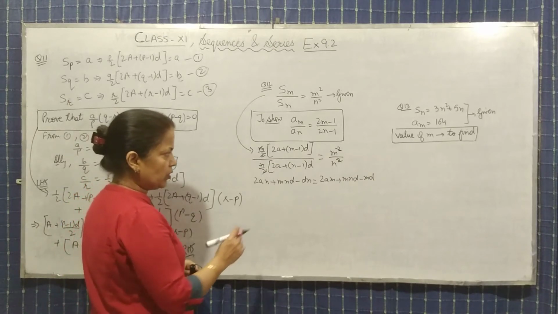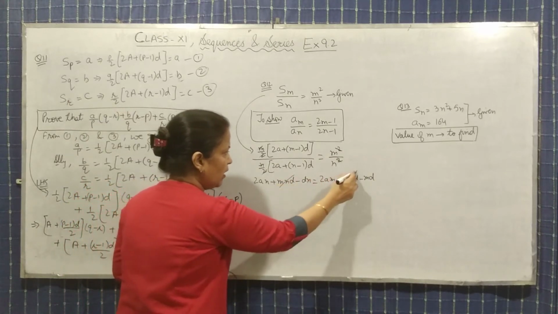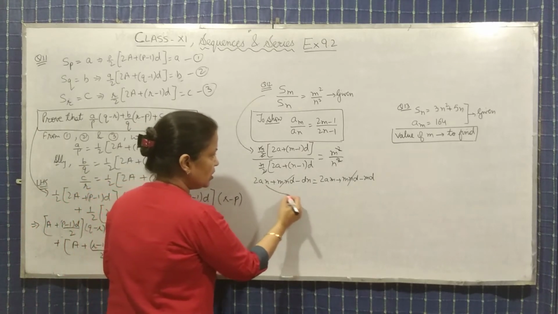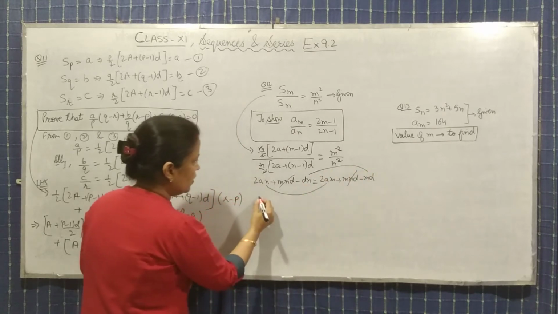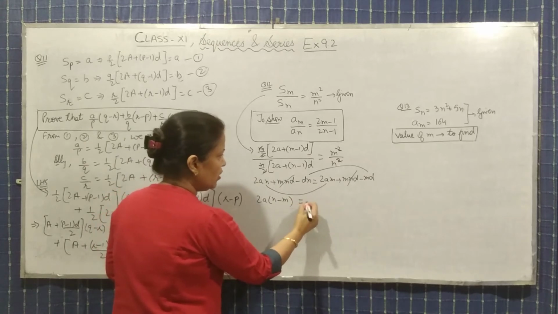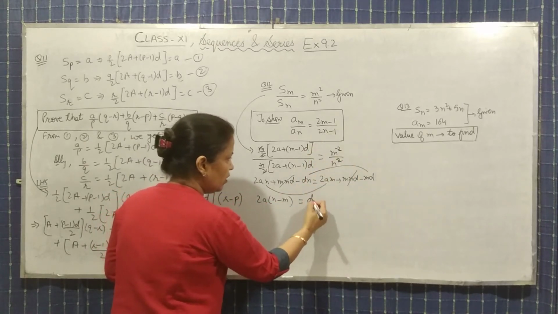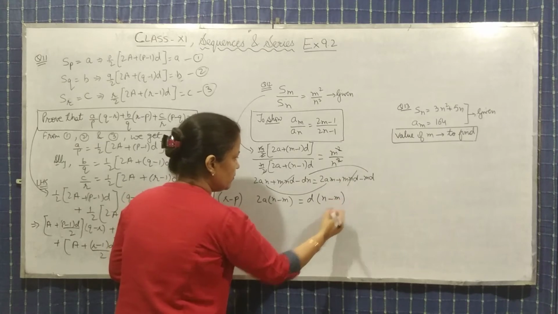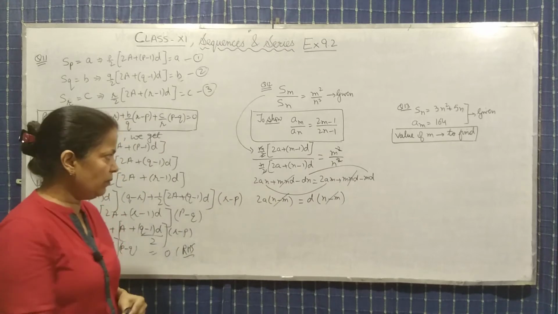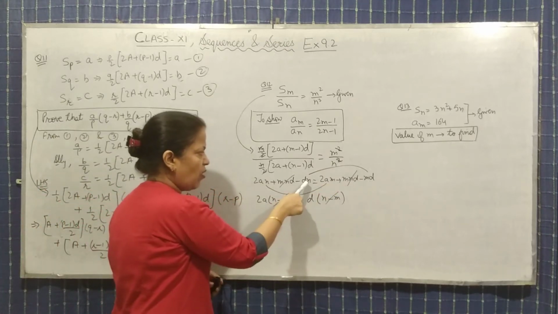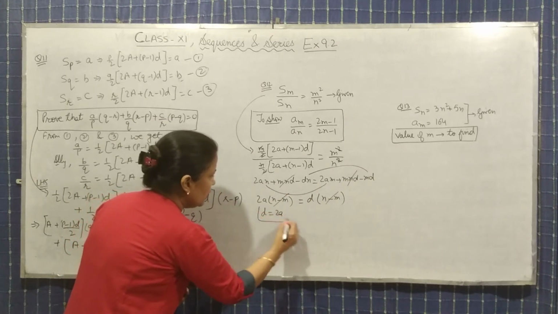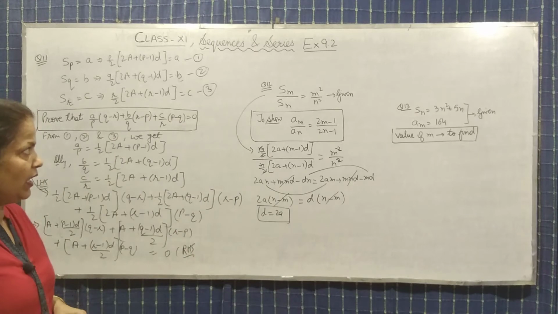Now look, mnd and mnd will cancel out. Let's go further. Just rearrange the terms. Take 2a common, (n minus m) from here, and shift the term. Now shift this over there, d (n minus m). You will get this. Now (n minus m) and (n minus m) cancel. Taking d common from here, you will get d equal to 2a. This relation you will get over here.